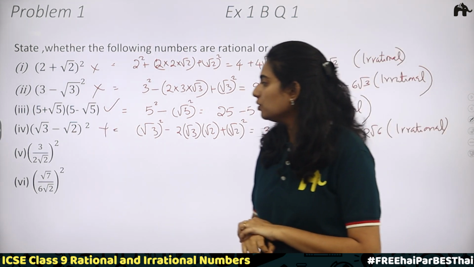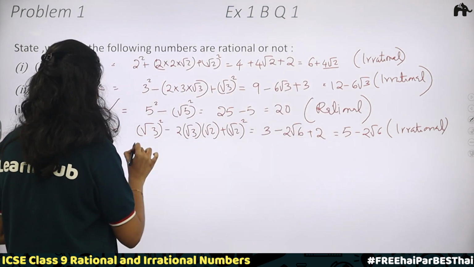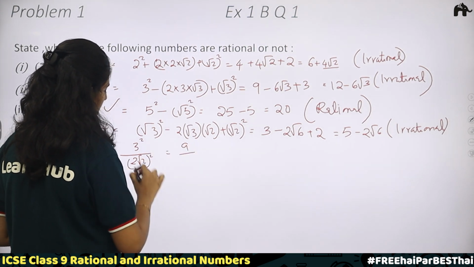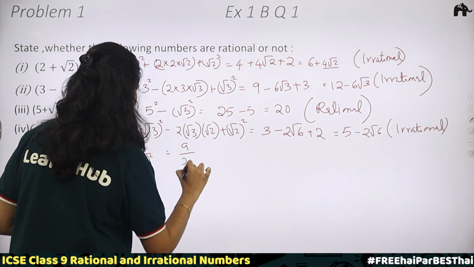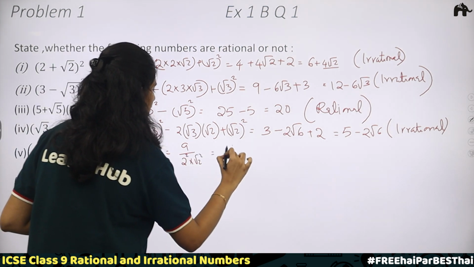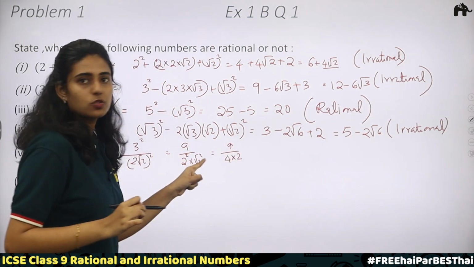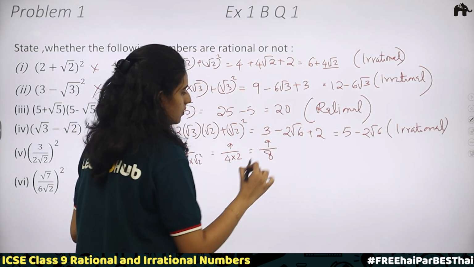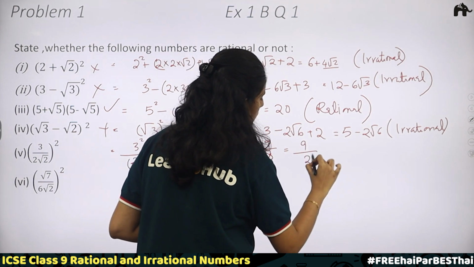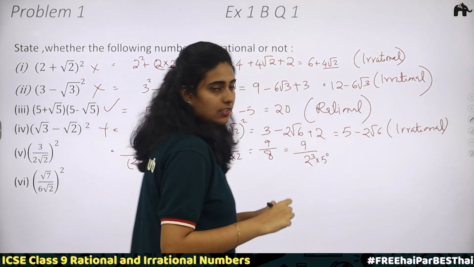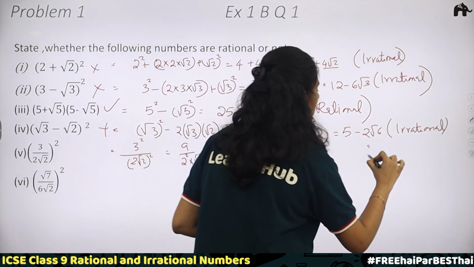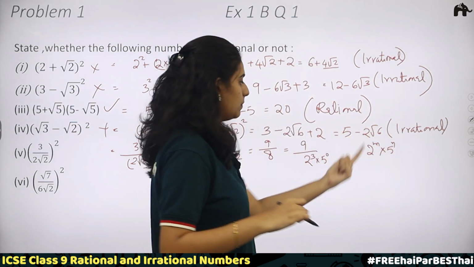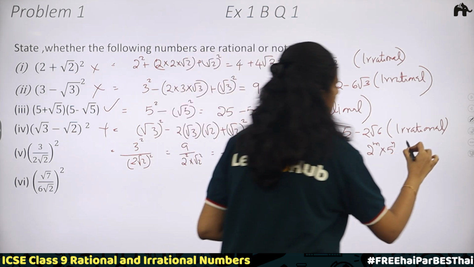Next, (3 by 2 root 2) whole square. That is equal to 3 square divided by (2 root 2) whole square, which is 9 divided by 2 root 2 whole square, which will be 2 square into root 2 square. 9 by 4 into 2. 2 square is 4, root 2 square is 2. 9 divided by 4 into 2 is 8. Okay, 9 by 8 can be written as 9 by 2 cube into 5 raised to 0. The denominator is expressed in the form 2 raised to m into 5 raised to n. If you are able to express the denominator in this form, you will be getting a terminating decimal expansion, and therefore the number will be a rational number.